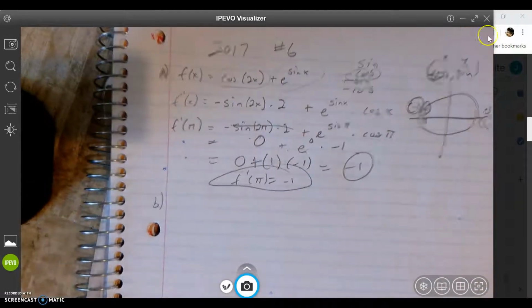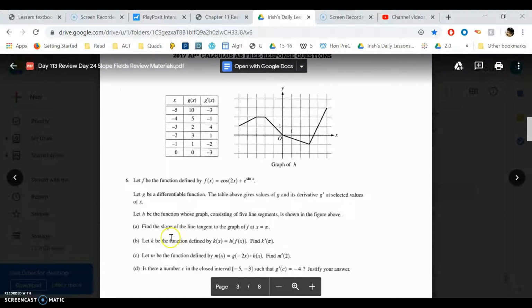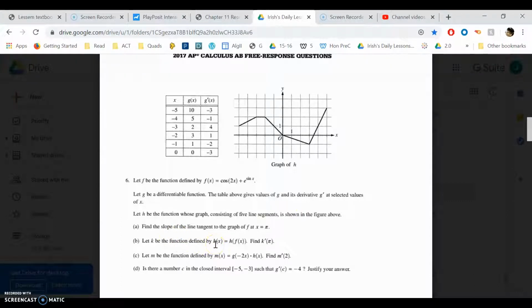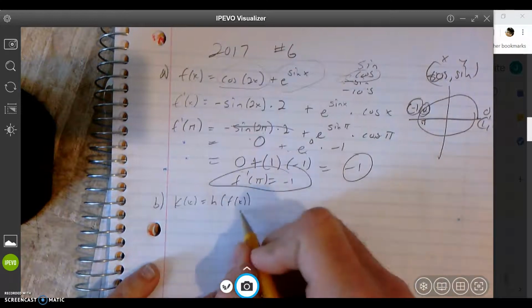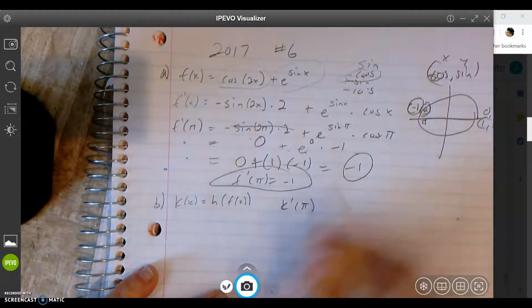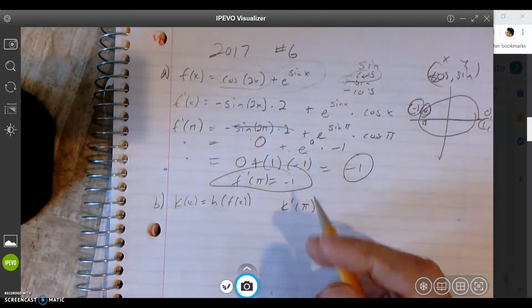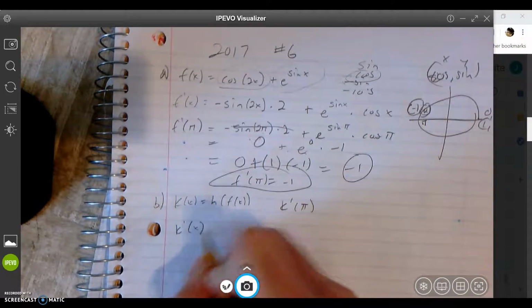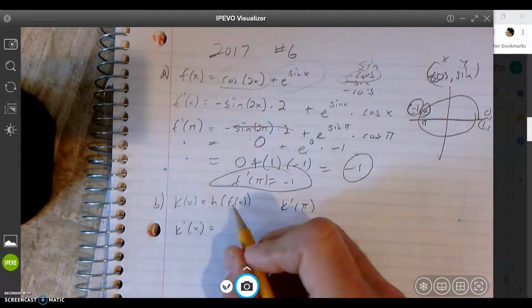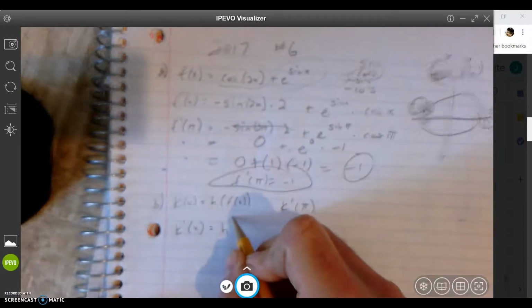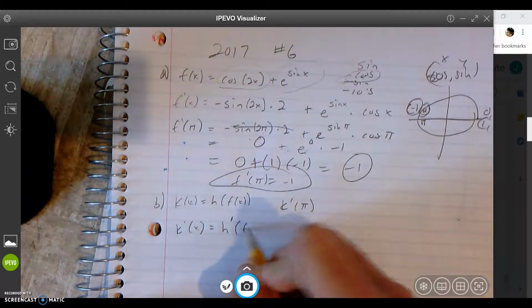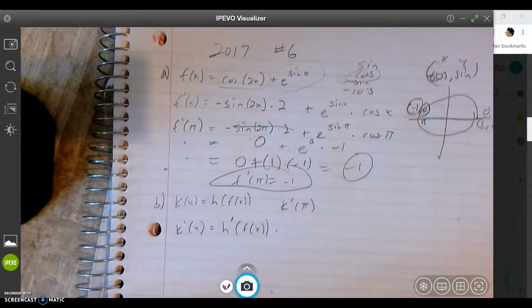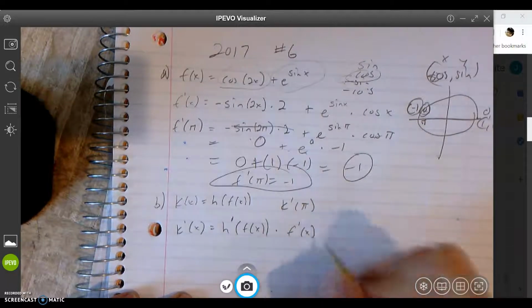We got part B. All right, here we go. Let k be the function defined as k of x equals h of f of x. So now I'm finding k prime of pi. So I wrote it down right there. I want k prime of pi. This is k. So I have two of those functions. It's a composite function, so I got to find k prime of x first. So find the derivative first. This looks like another chain rule. So keep the outside. Sorry, derivative of the outside, keep the inside, times the derivative of the inside, which is f prime of x.